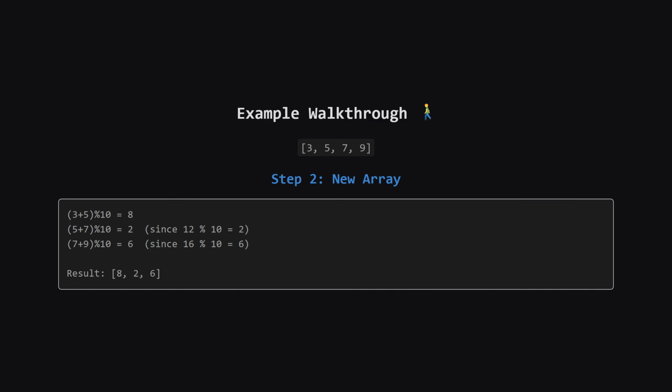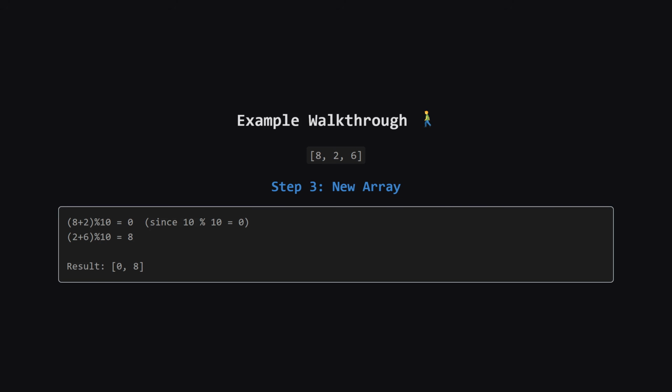Okay, now we repeat the process with our new list. We take 3 and 5, which gives us 8. Next, 5 and 7 is 12, so we keep the last digit, which is 2. And 7 plus 9 is 16, so we keep the 6. Our next list is 8, 2, 6. We're getting closer. Let's do it again.